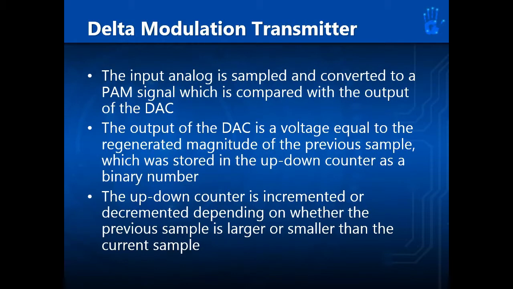Delta modulation transmitter. The input analog is sampled and converted to a pulse amplitude modulated signal, which is compared with the output of the digital to analog converter. The output of the digital to analog converter is a voltage equal to the regenerated magnitude of the previous sample, which was stored in the up-down counter as a binary number. The up-down counter is incremented or decremented depending on whether the previous sample is larger or smaller than the current sample.